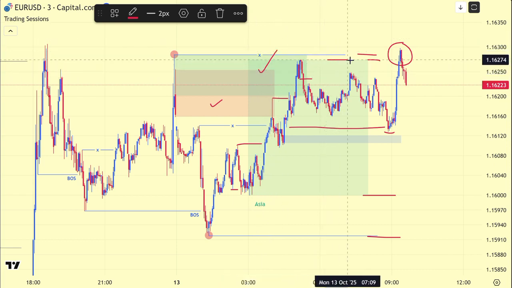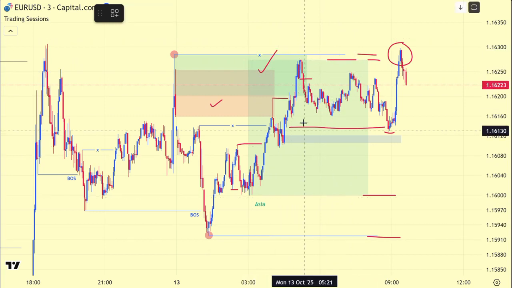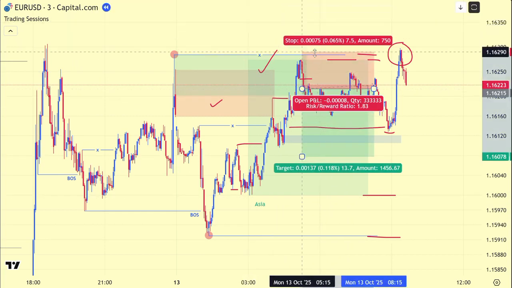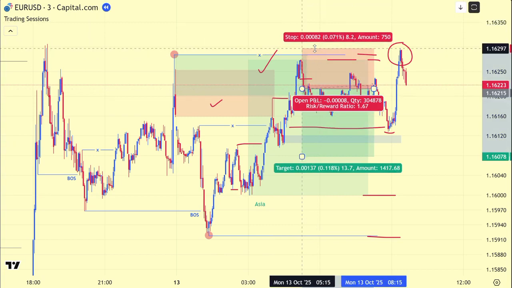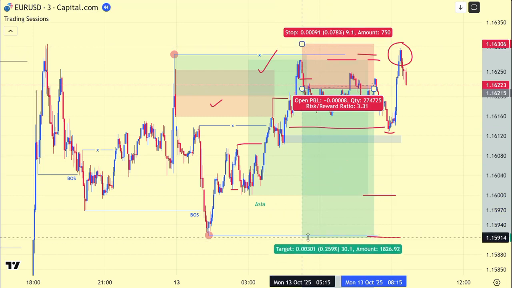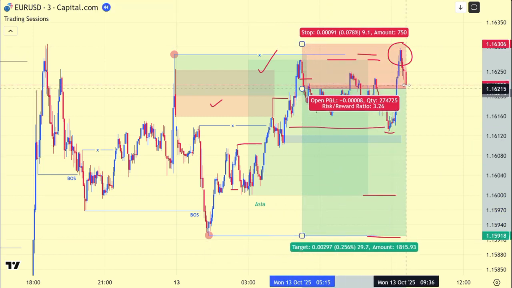Because of this Asia high above here. So that's the reason. This explains why I'm not interested in this sell, because obviously I'll place my stop loss there, or maybe a few pips above there, and my sell will still be safe, but not that safe.